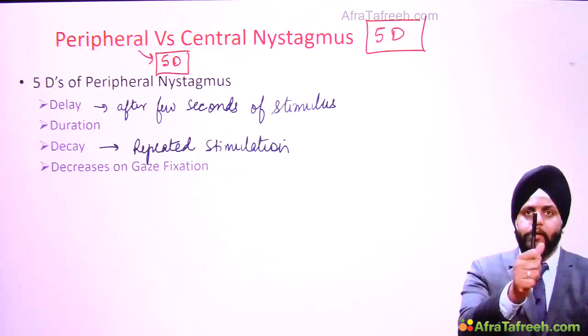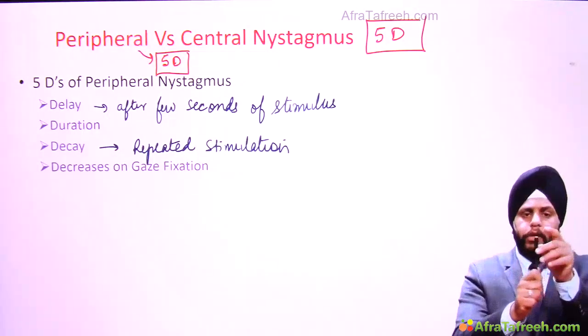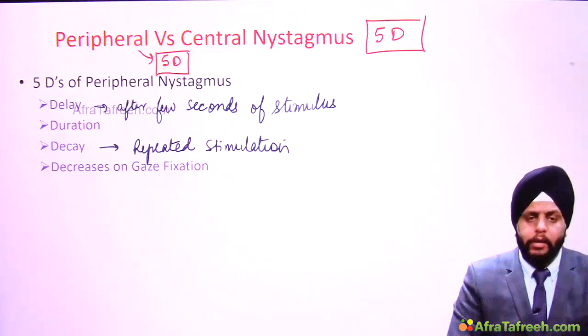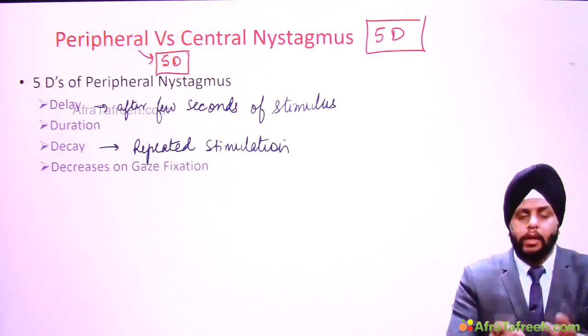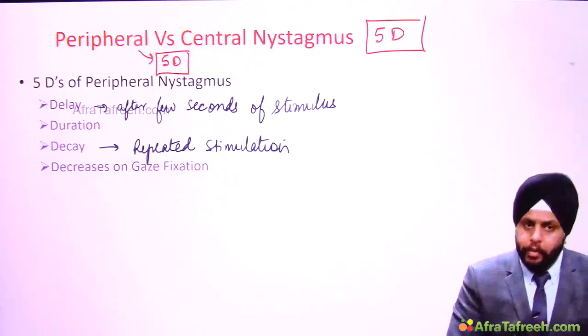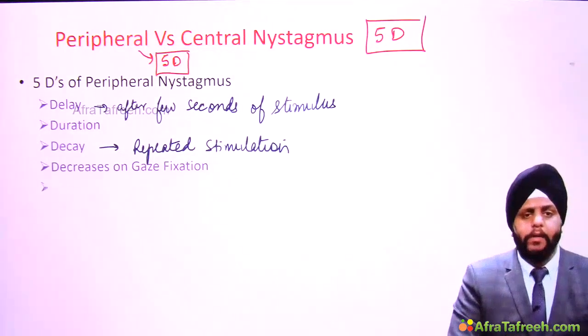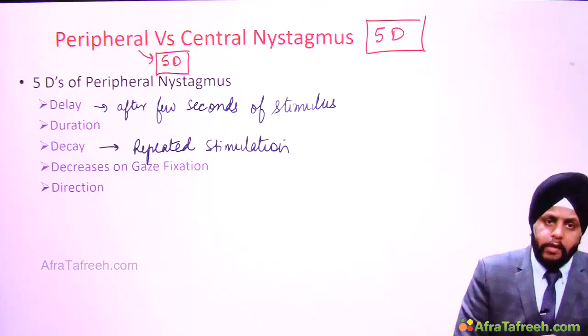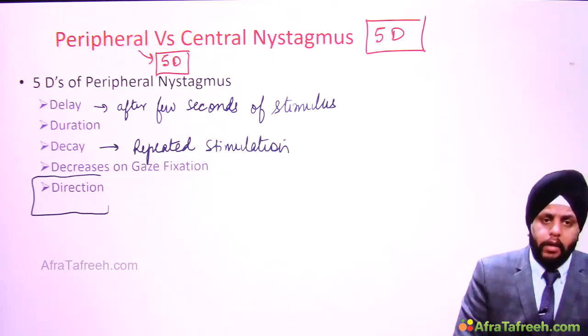Suppose the patient is trying to focus at one particular point. So suppose this is the point and the patient tries to focus when you are testing. Now the nystagmus will decrease in intensity. The eyeball movement will be reduced. And number 5, direction.